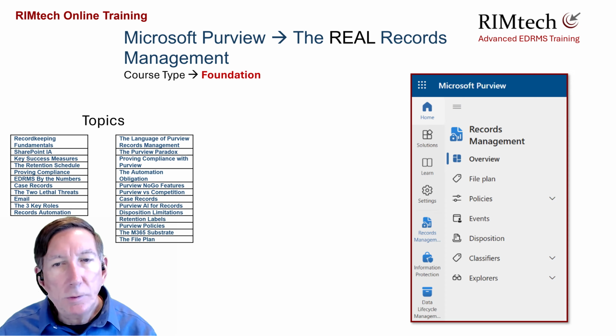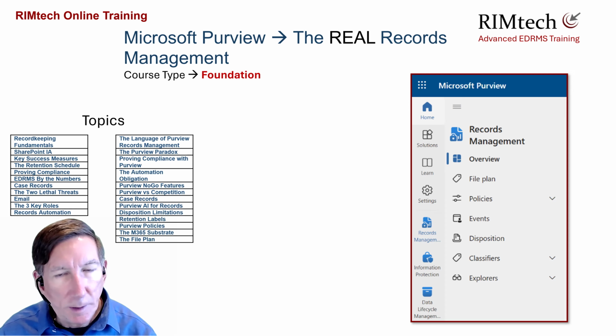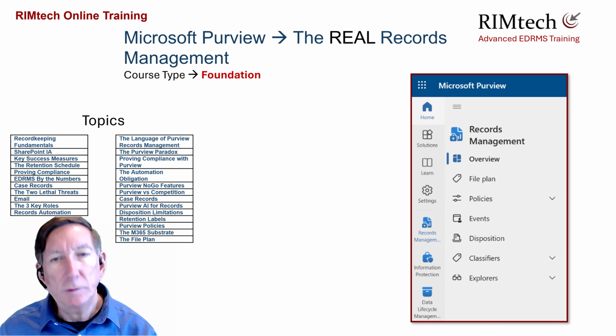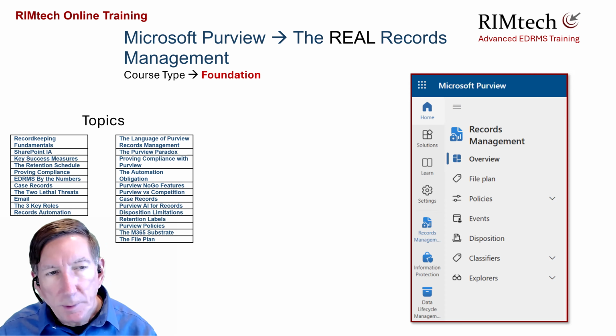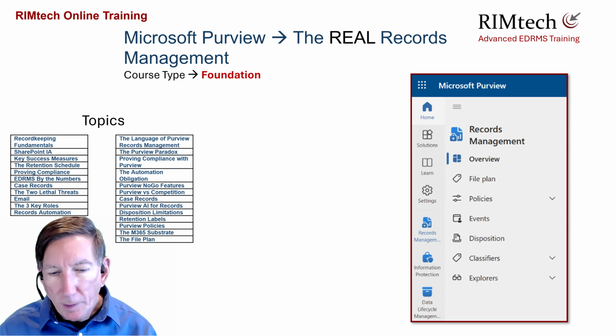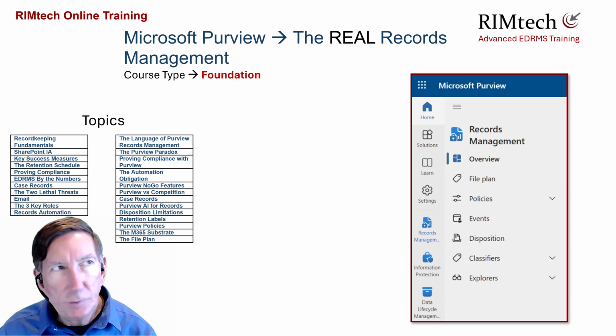We'll also talk about the two lethal threats to any EDRMS, either one of which will, I guarantee you, cause your project to fail and quite possibly take you with it. We'll talk about email, the roles, and how to automate the entire records process. Because Purview or not, the last thing we want is for users to be dealing with records management. That's a recipe for disaster. We don't want that, okay?